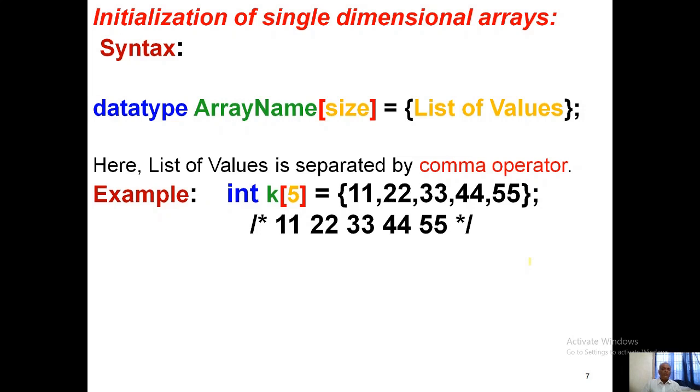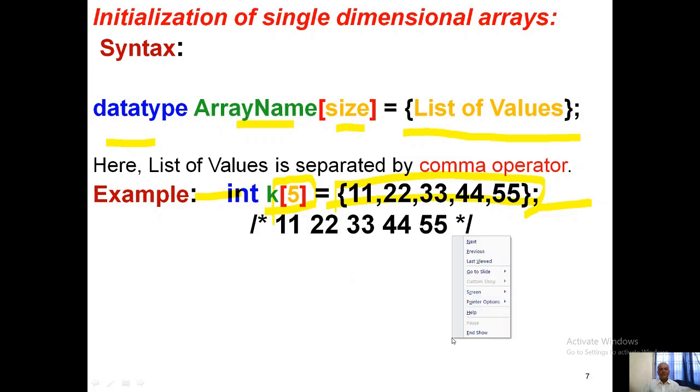How do you initialize a single dimensional array? Whenever you define an array, it has a data type, array name and size. For initializing, you need to specify the list of values, separated by commas. Here, int k[5] = {11, 22, 33, 44, 55}. All these 5 elements are stored in successive locations, and we define the array size as 5.